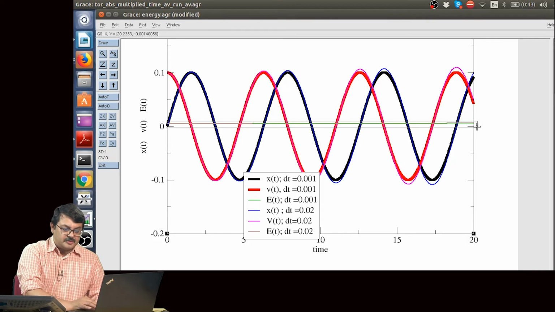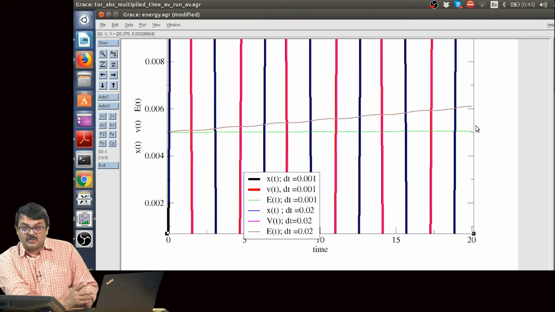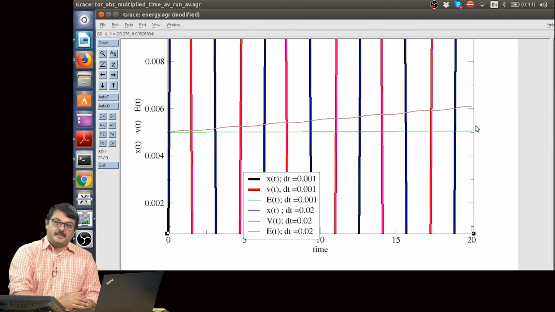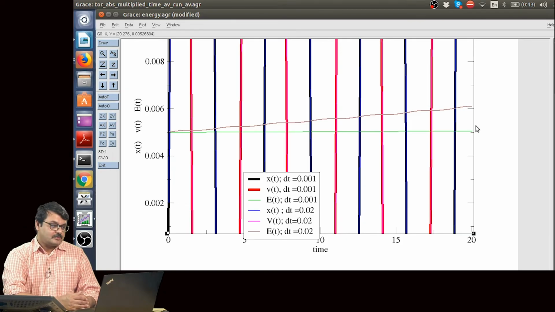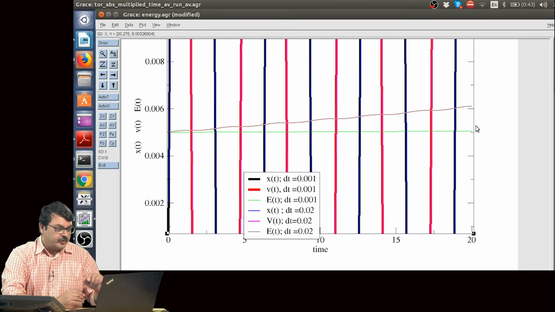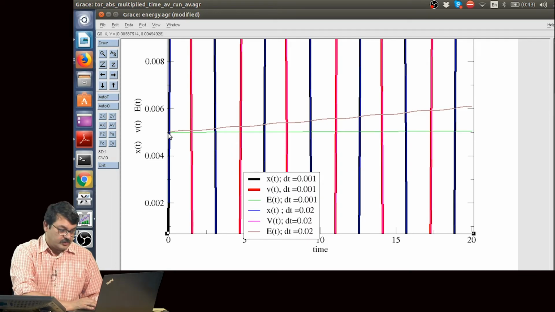So, here I am just blowing up the value of energy. What should be the value of energy at time t equal to 0? The position was 0 and it had initial velocity. So, the total energy was essentially kinetic energy, half m v square, v being 0.1, 0.1 square is 0.01, and half of that is 0.005, and that is exactly what you see at time t equal to 0.